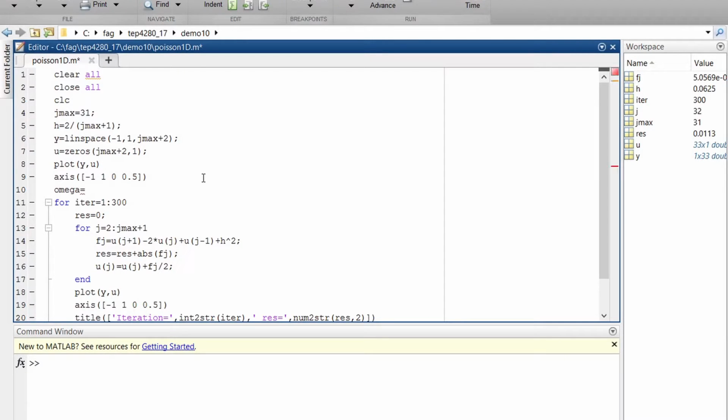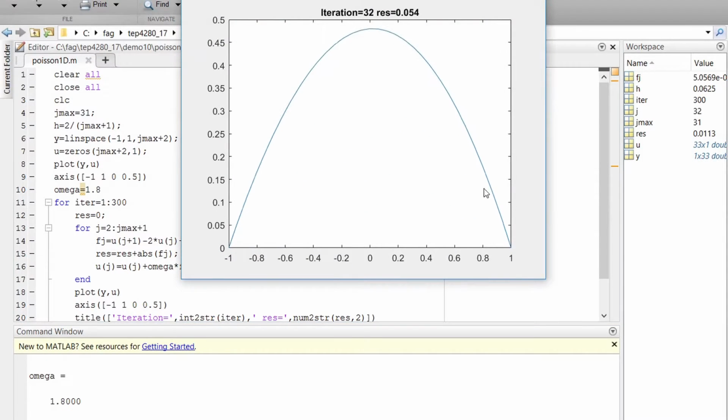So omega should be a number between 1 and 2. The more unknowns you have, the closer it should be to 2. So here I suggest you use some trial and error. That's a fairly easy way to find a good omega. It doesn't cost much, because finding the optimum omega, yes, it's possible, but takes a long, long time.